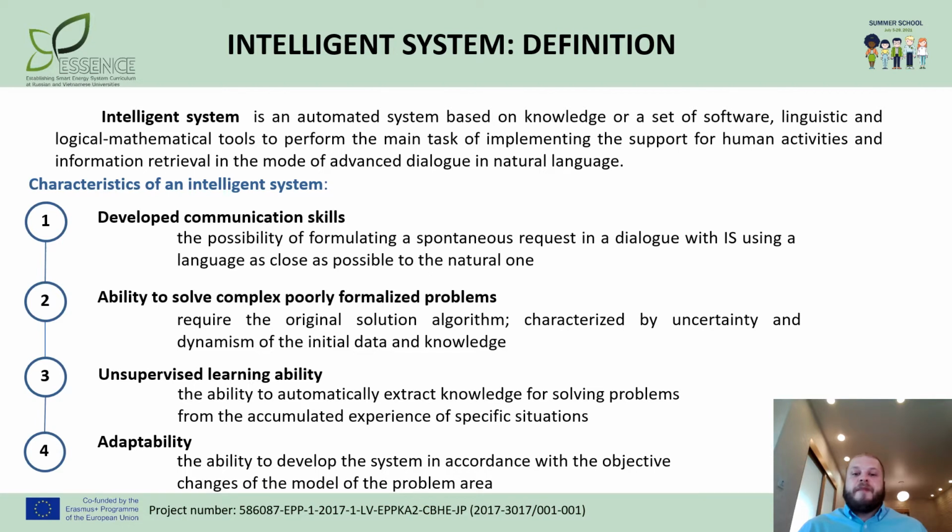Adaptability is the ability to develop the system in accordance with changes of the objectives or the problem statement. It means that sometimes the problem under consideration is characterized not just by changes of the input data, as can be observed in the case of photovoltaic power plant forecasting, but it changes from the point of view of the structure of the problem statement. And the intelligent system is required to support and to provide the solution for such changes.